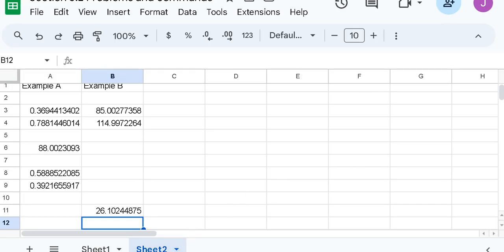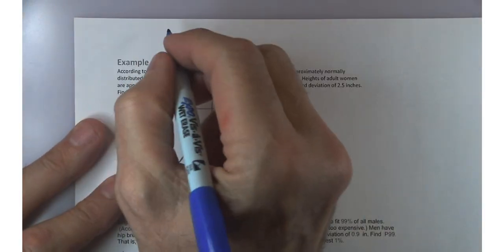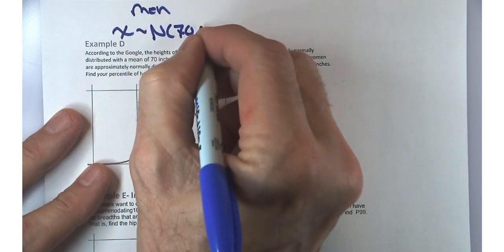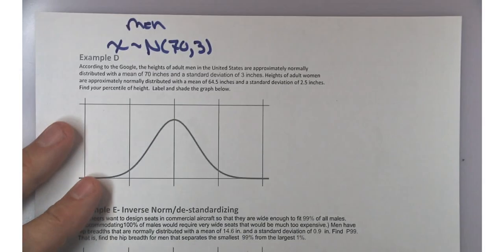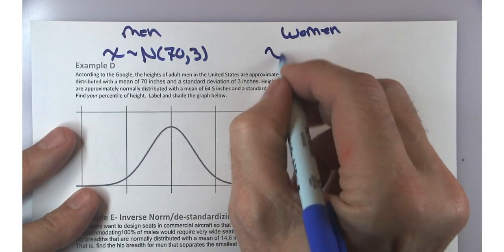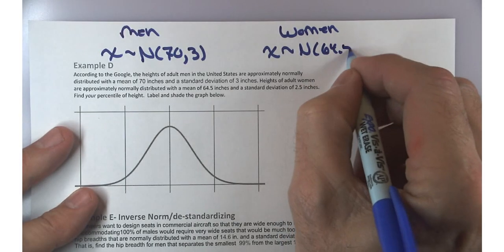All right. Let's move on to the next page and give you a chance to find out something about yourself. So according to Google, men have heights which are distributed like this. X is distributed normally with a mean of 70 and a standard deviation of 3. Okay. Women, your heights are distributed normally with a mean of 64.5 and a standard deviation of 2.5.